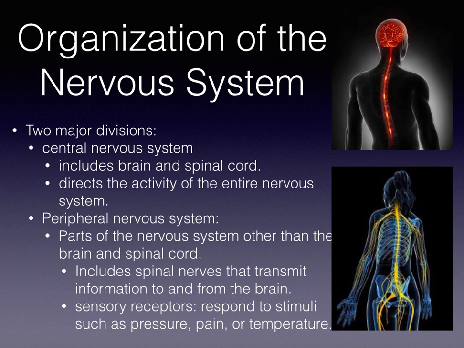And then we have the peripheral nervous system that works with the central nervous system to relay messages to the central nervous system and back. So this includes everything except the brain and spinal cord, basically. This includes spinal nerves that transmit information to and from the brain, and sensory receptors that respond to stimuli such as pressure, pain, or temperature. So anytime we're feeling anything, or we have any sensory input or output at all, it's going to start with the peripheral nervous system. So we have two pictures here. This is the peripheral nervous system, and we have the central nervous system.